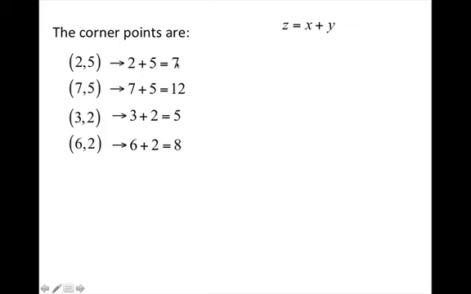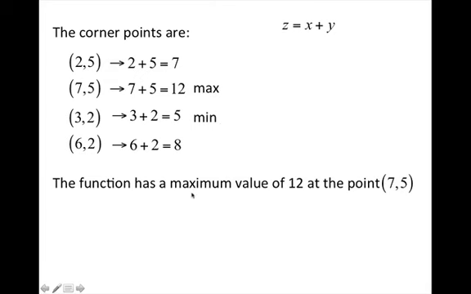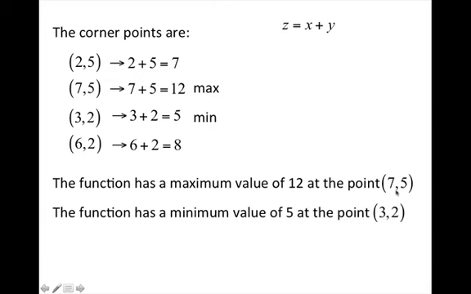Well, if I look at the values that my objective function gave me, I have a 7, a 12, a 5, and an 8. The biggest is my 12, so that gives me the max. The smallest is the 5, so that gives me the min. So the way we word these is you tell me the function has a maximum value of 12 at the point 7,5, and the function has a minimum value of 5 at the point 3,2. This is the way you need to word your answers when you're doing the homework and then when you enter them on the quizzes and the test.